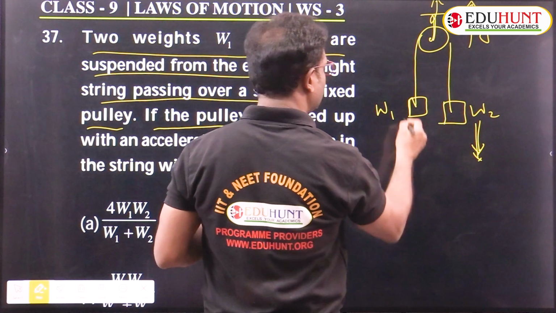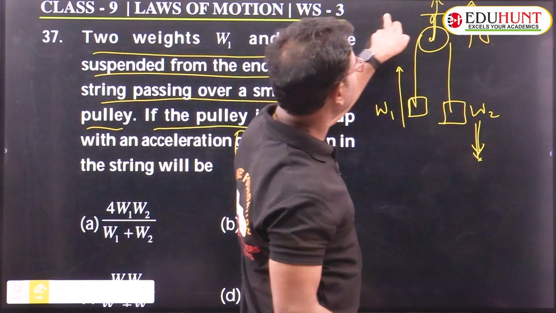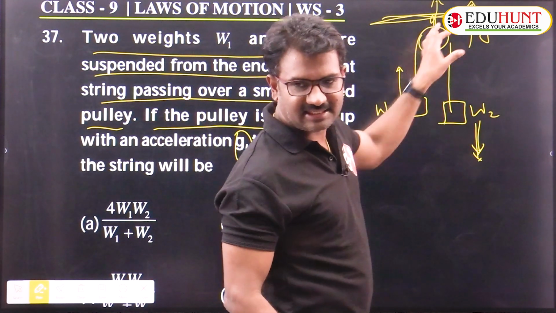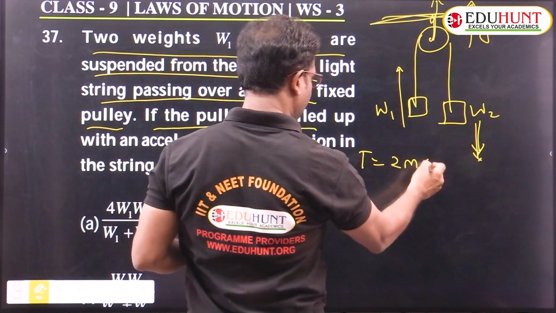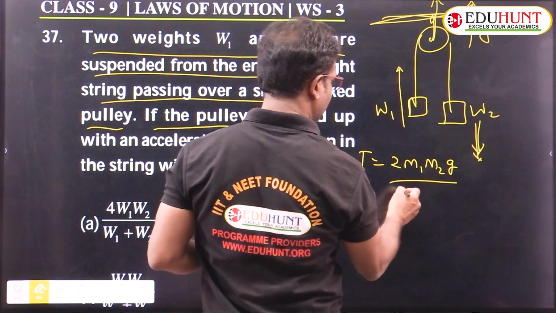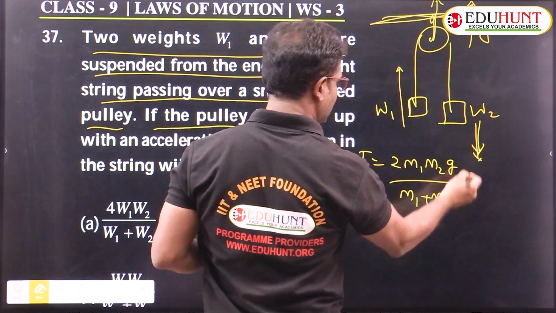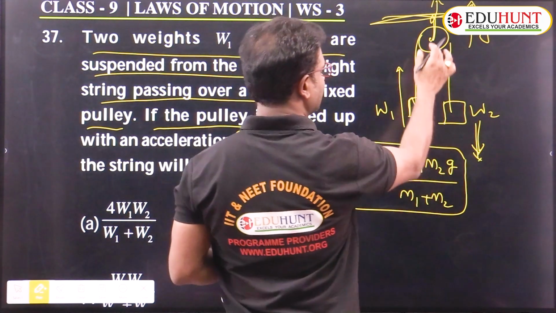This comes downwards, this moves upwards. Imagine this is at rest. If it is at rest, then the tension is equal to how much? 2 m1 m2 into g by m1 plus m2. This is the actual situation, right? If it is a test.